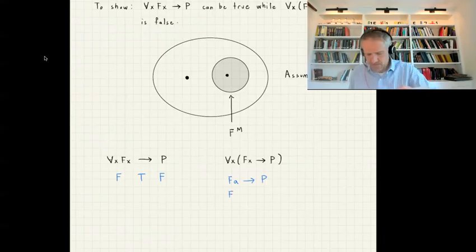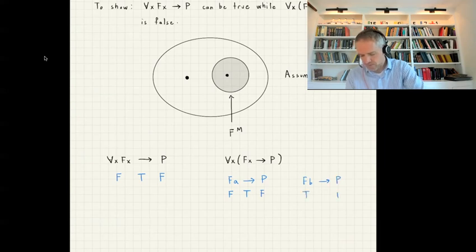So that's false. The conditional with P is false, so Fx arrow P is true of A. Okay. However, if you look at FB arrow P, FB is true. P is still false. So that's false.